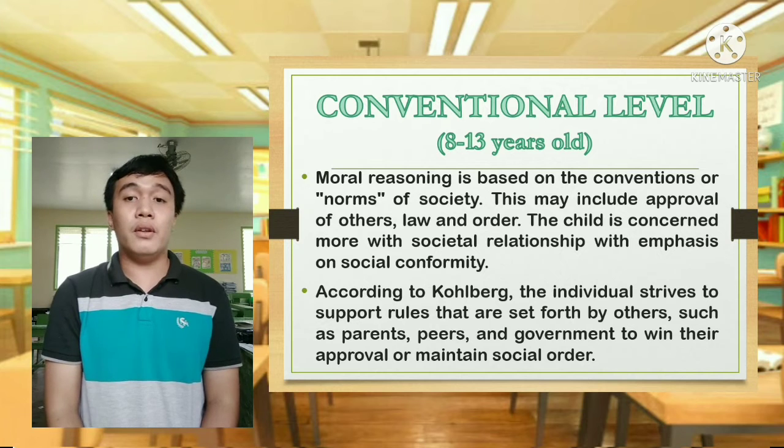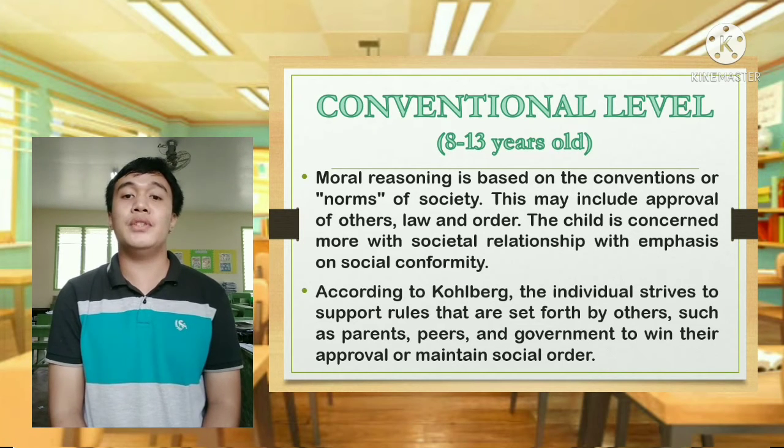In the conventional level, there is a shift from self-interest to relationships with other people. According to Kohlberg, the individual strives to support the rules that are set forth by others such as parents, peers, and government to win their approval or maintain social order. Thus, children continue to accept the rules of authority figures, not because of self-interest, but because they think that behaving according to said rules will ensure positive relationships and societal order.